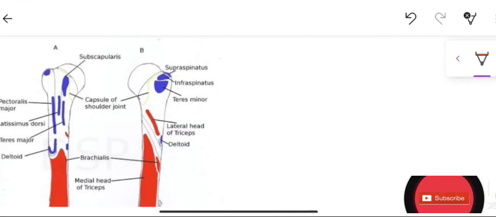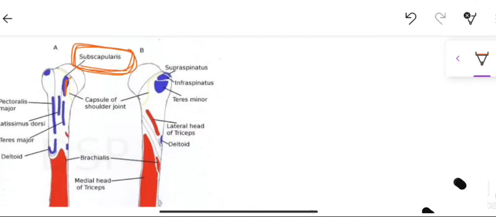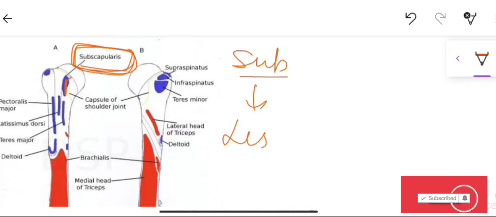First of all, I am going to tell you about the muscles on lesser tubercle. Muscle on lesser tubercle, that is subscapularis muscle. Lesser tubercle is this. Subscapularis muscle is inserted into the lesser tubercle.